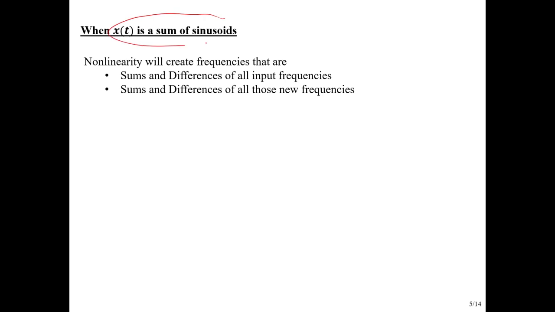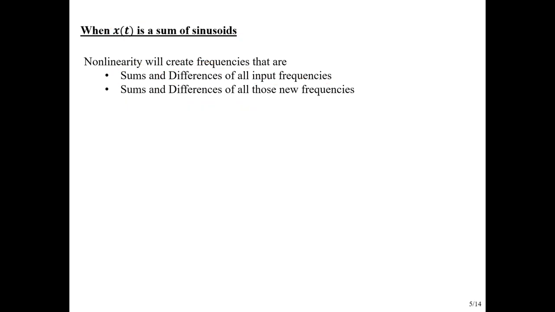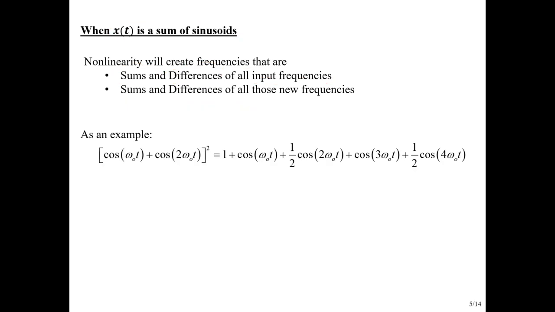And we're interested in this because we think of each individual note as being pseudo-periodic enough that we can think about each individual note as being made up of a sum of harmonically related sinusoids. So if we put in a sum of harmonically related sinusoids, well, if we work out all the math, we'll see that we'll get sums and differences of all those input frequencies and a whole bunch more sums and differences of all those new frequencies as well. So we suddenly get a lot of different harmonics.